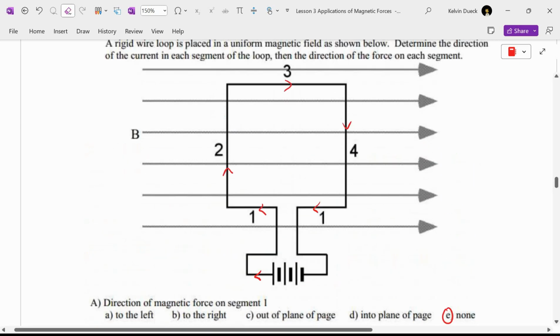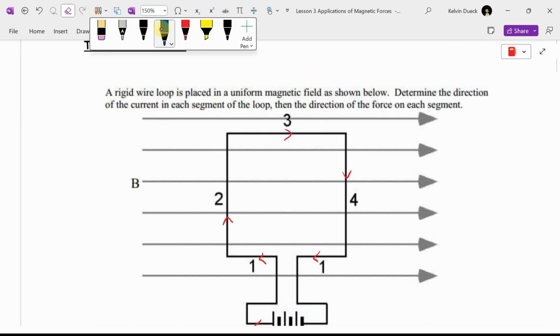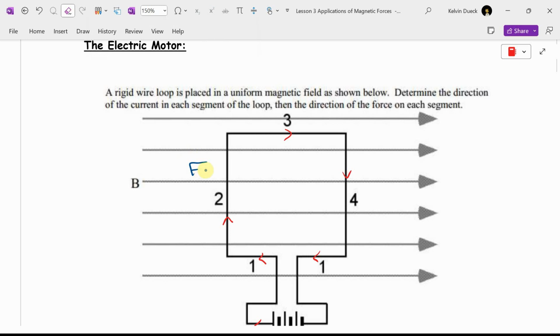And so what's going to happen? Now I'm going to use F for force, and I'm going to say on this side it's into the page, F for force, and on this side it's out of the page. This loop is going to spin a half turn.